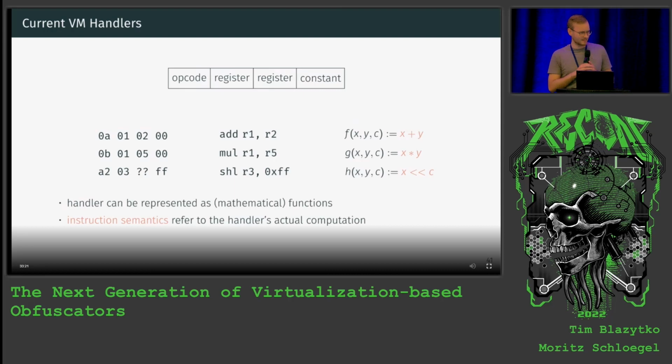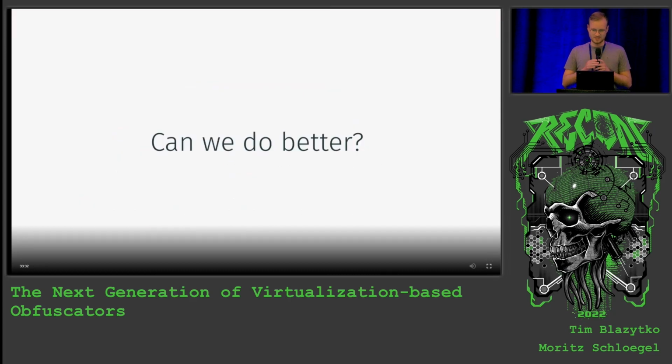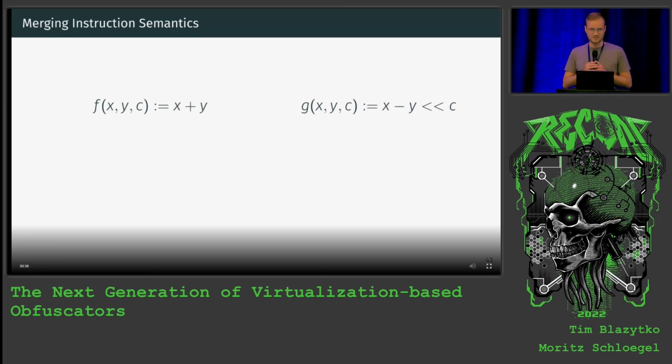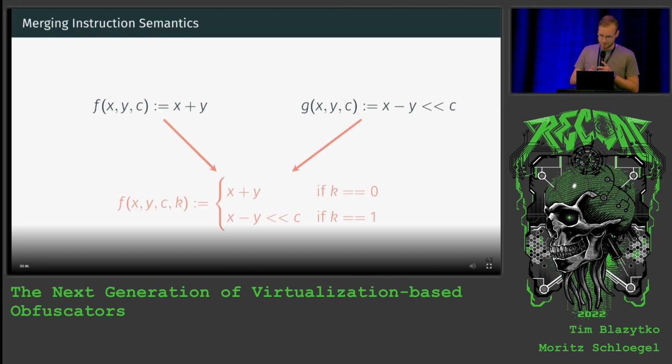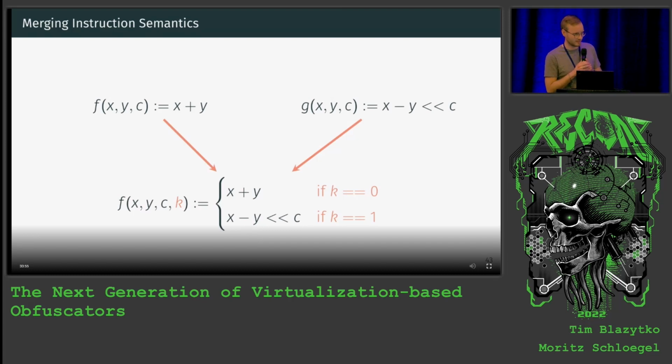All right, so with that we are set, and we do note, as Tim has outlined also before, that these VM handlers are quite simple and they are broken in their current state of affairs. So the question is, can we do better? And yes, we can, as we will see. So the very first thing we can do to make our handlers better is we can merge instruction semantics. So we pick two handlers and we merge the instruction semantics in a new handler. And to do that, we need another variable, so the key k, which facilitates the selection of the instruction semantics we'd like to execute.